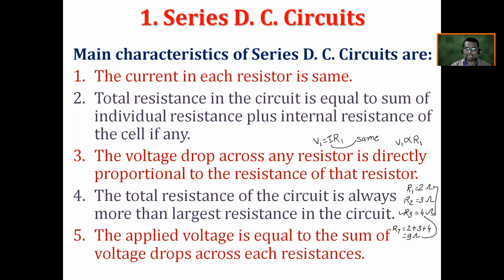It's clear? And the last main characteristic is that the applied voltage V is equal to the sum of voltage drops across each resistance, or you can say individual resistances. That is nothing but V is equal to V1 plus V2 plus V3. So this is about the series DC circuit. If you have any doubt, I will give the time, or if you don't have any doubt, I will give you 1 minute to read all these 5 main characteristics once again very carefully.